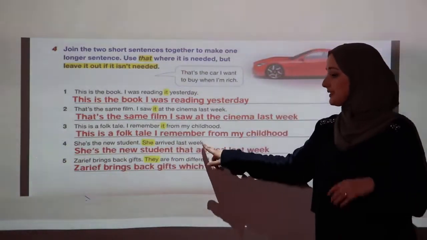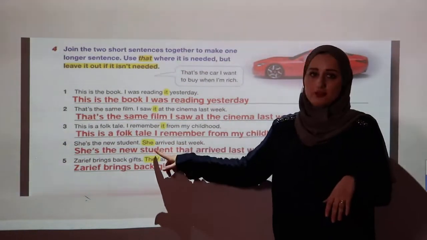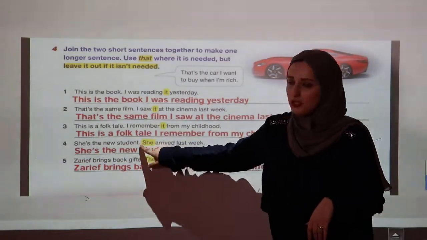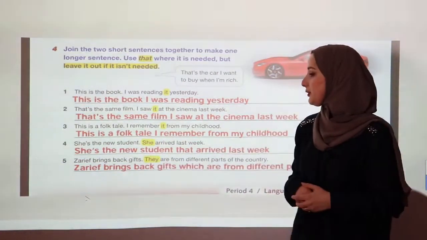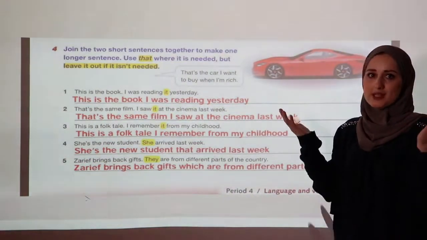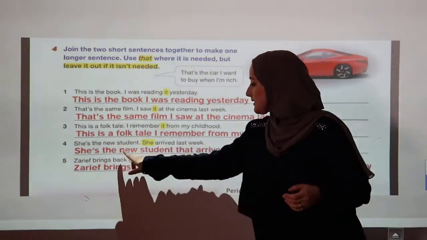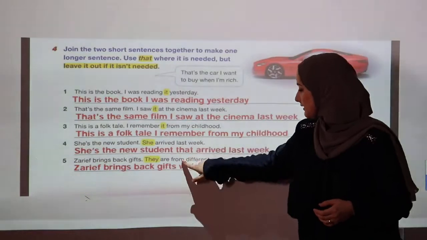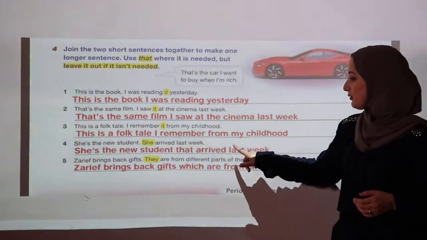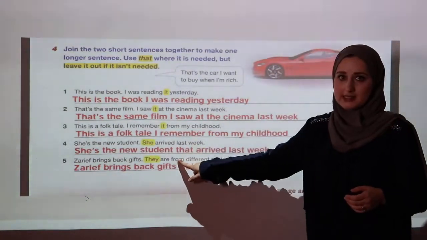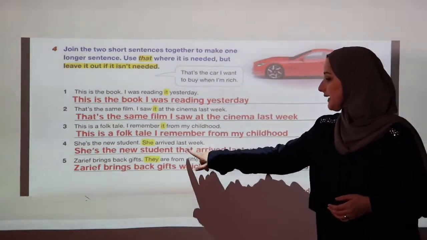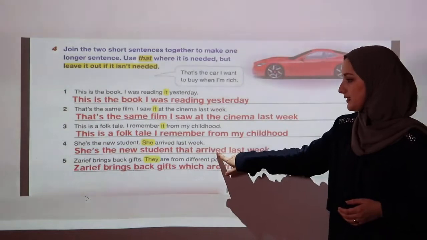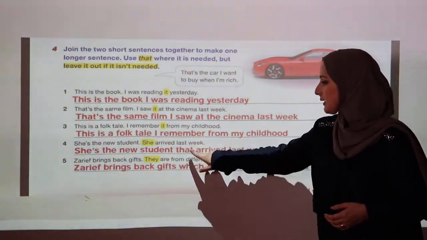Number 4, she's the new student. She arrived last week. This is different because we have a subject pronoun, she. So we can't drop the relative pronoun because we can't drop the subject. She's the new student that arrived last week. So never drop that in this sentence or in similar sentences because it is the subject. This is the verb and this is the subject.